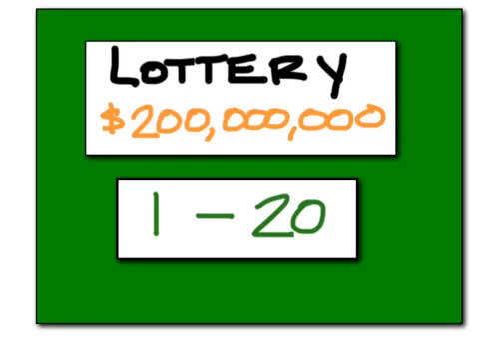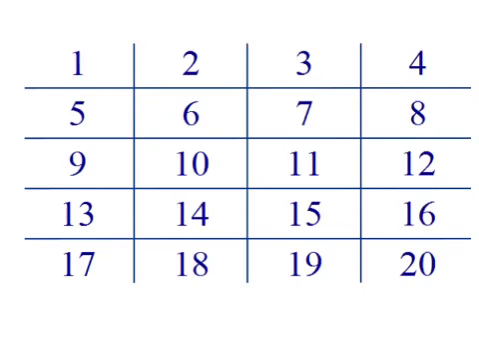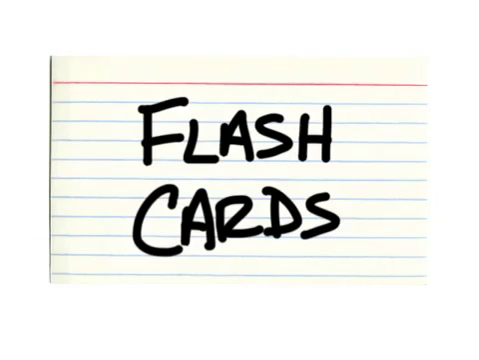Go ahead, bring your number up for the lottery. Okay, winning numbers for today are 12 and 20. Okay, flashcards, go ahead and say them out loud.